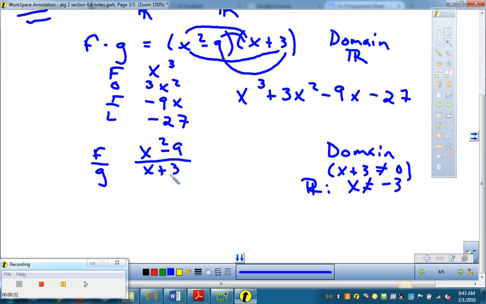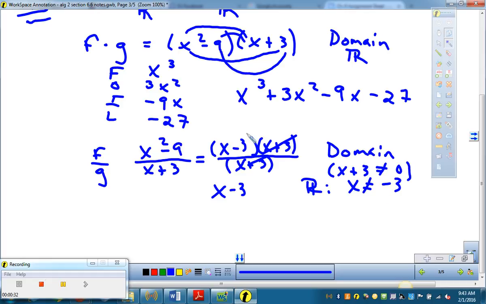Can that be simplified at all? Tell me how. What do I have to do on the top? To be able to divide, we need to factor the top. X minus 3 times x plus 3, all over x plus 3. Then you can see these guys cancel, and we are left with x minus 3. So our solution is x minus 3, and our domain is all real numbers such that x is not equal to negative 3.